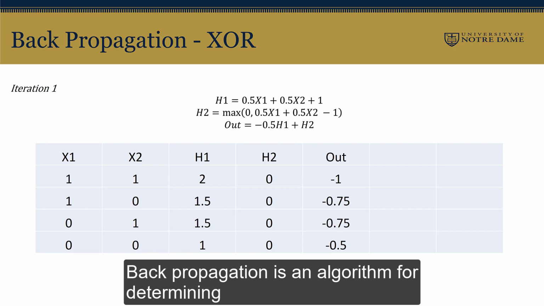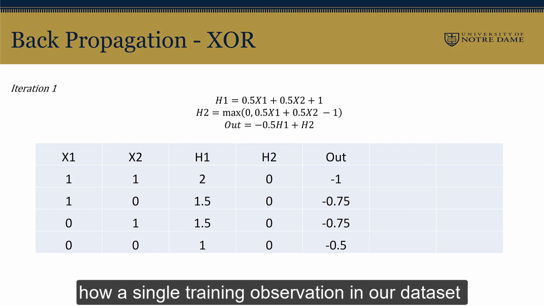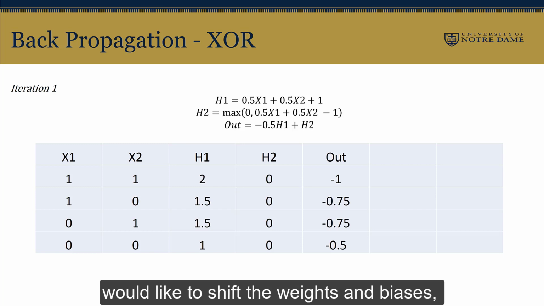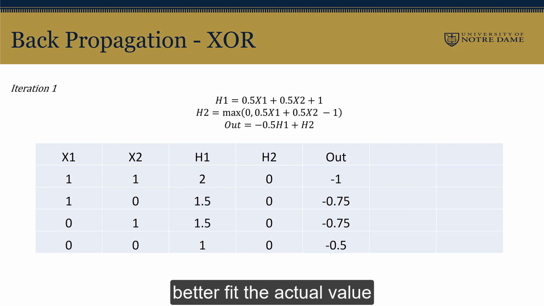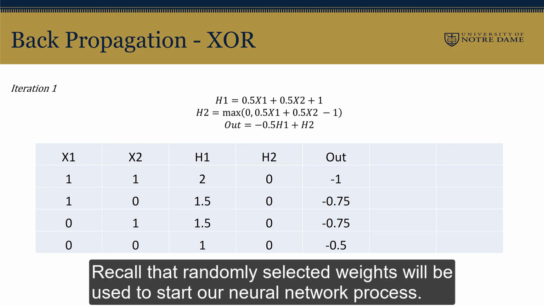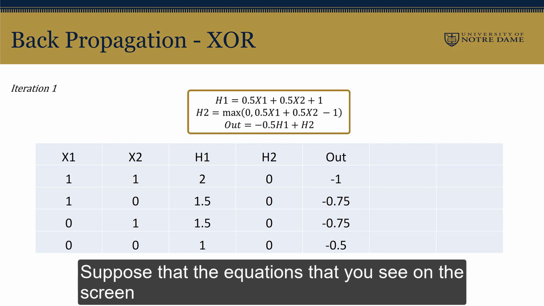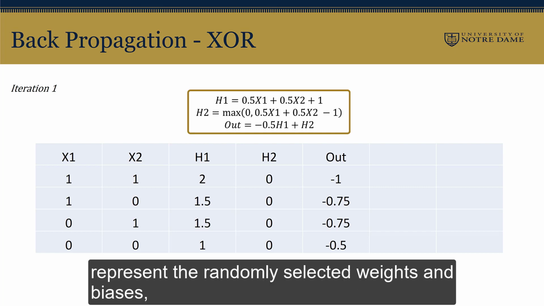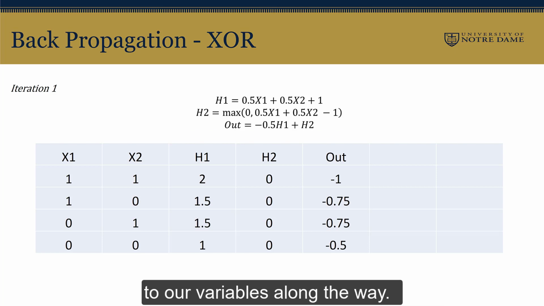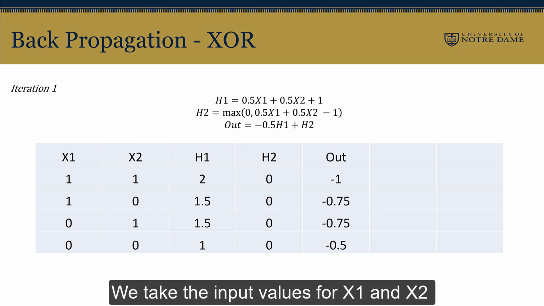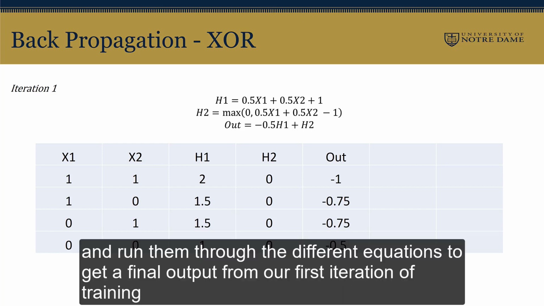Backpropagation is an algorithm for determining how a single training observation in our data set would like to shift the weights and biases to make the prediction for that observation a better fit to the actual value. Recall that randomly selected weights will be used to start our neural network process. Suppose that the equations that you see on the screen represent the randomly selected weights and biases, along with any transformations we wish to apply to our variables along the way. We take the input values for x1 and x2 and run them through the different equations to get a final output from our first iteration of training.